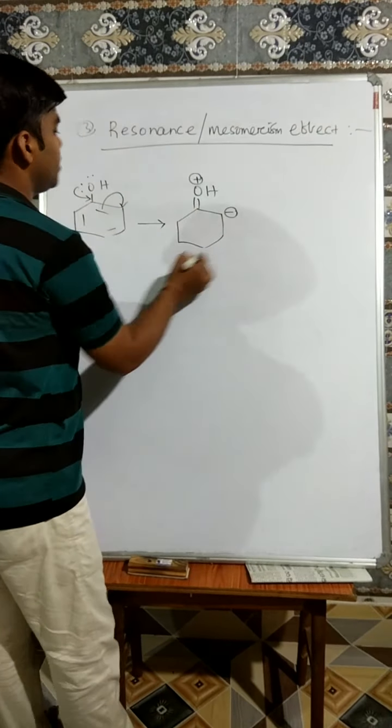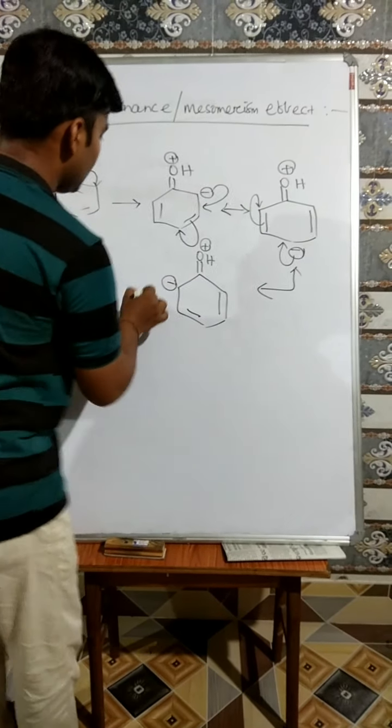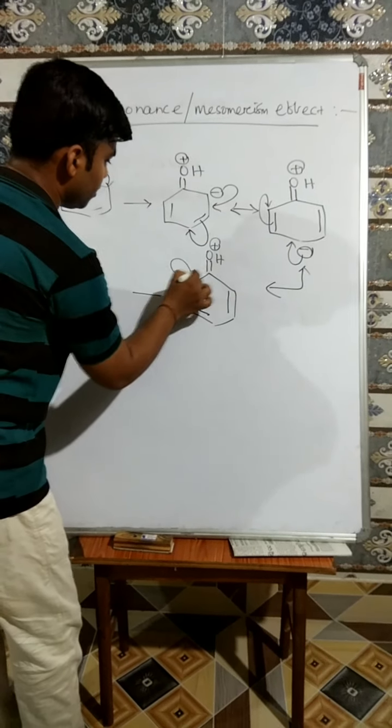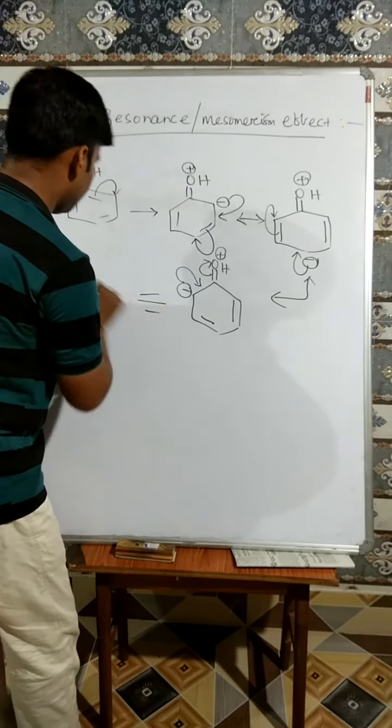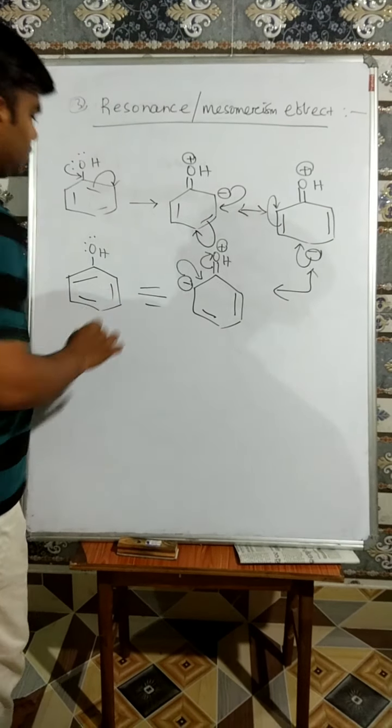These structures are like this here, and here a double bond, and then negative, and then this and this, and we get here negative, here OH and plus, and this, and now again we get the original structure again. Here the OH and double bonds.